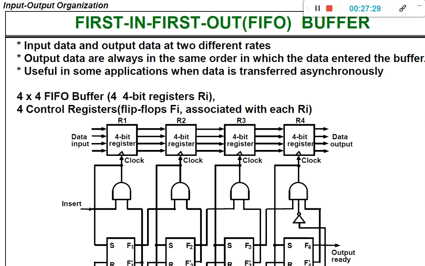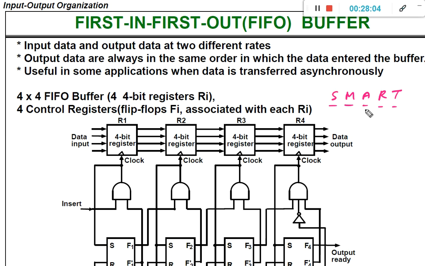For example, I am typing a word, smart, S-M-A-R-T. While typing on the keyboard, it should be stored in the same order. First S must be stored, then M, then A, then R, then T. The sequence must not be changed, because there is a meaning for the word. If you change the sequence, then the meaning will be changed.